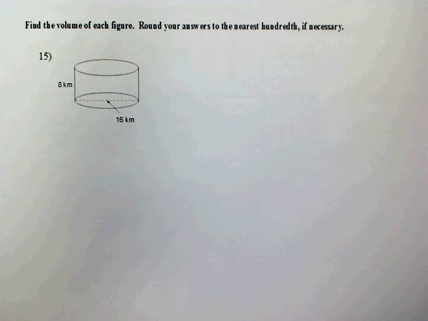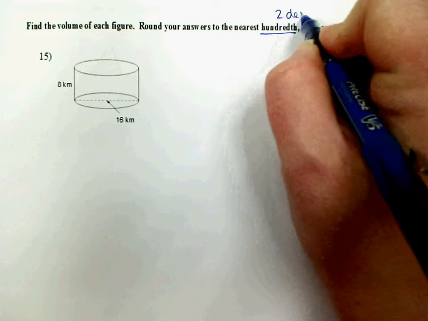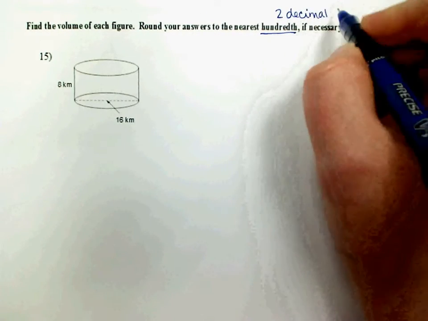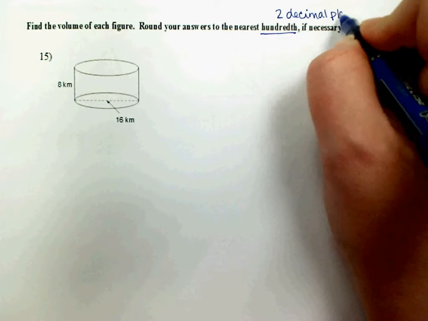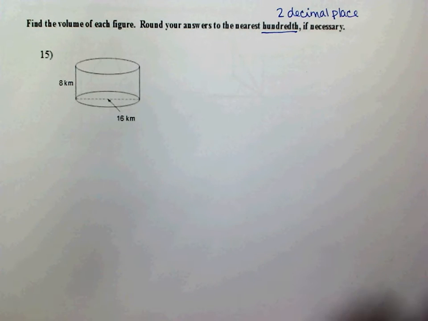On number 15, we're still finding volume and rounding to the nearest hundredth. So again, that's 2 decimal places, where tenths was only 1 decimal place. On number 15, we have a cylinder. Remember, a cylinder is like a prism in the fact that it has 2 bases.